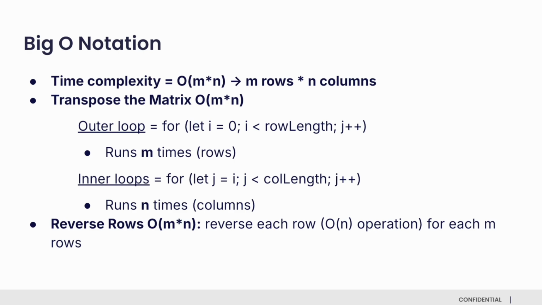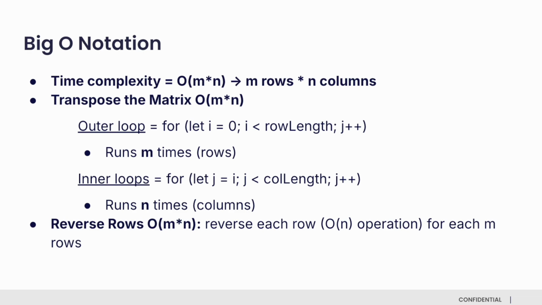Let's discuss the time complexity of the matrix rotation algorithm when we're dealing with a non-square matrix, where m represents the number of rows and n represents the number of columns. Our first step is transposing the matrix, and when we do that, we're looping through the matrix with 2 nested loops. The outer loop runs m times for the number of rows, and the inner loop runs n times for the number of columns. Since we visit each element in the matrix exactly once, this step has a time complexity of O(m times n).